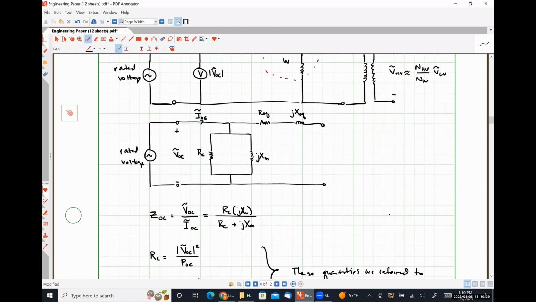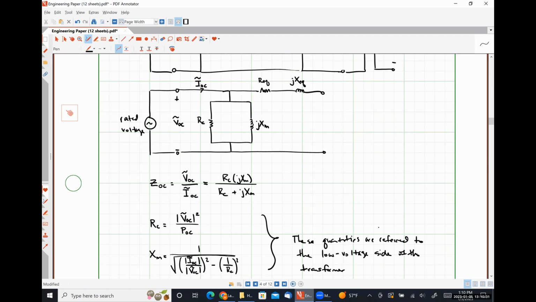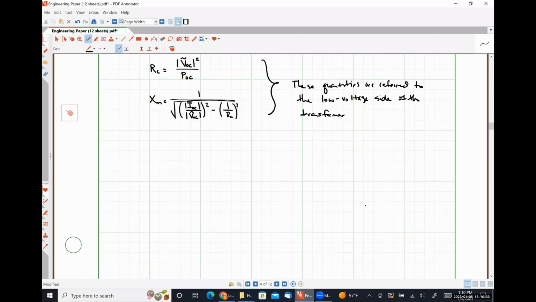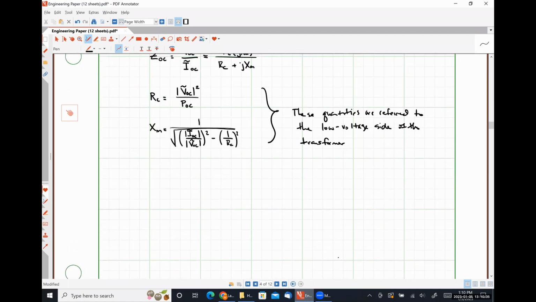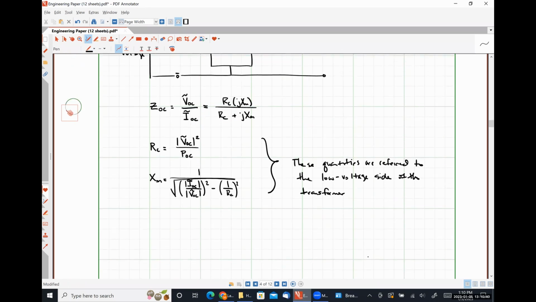So now let's look at our short circuit test. Let me do this on a new page. Actually, have I given you guys time to write all this down? Or are you good? All right.